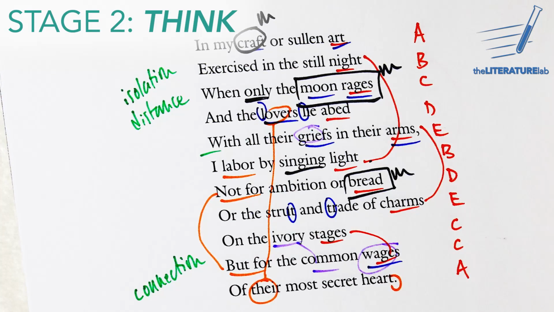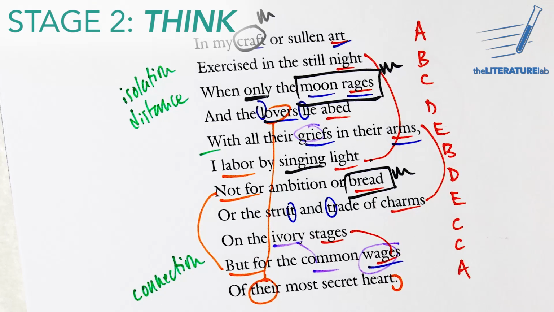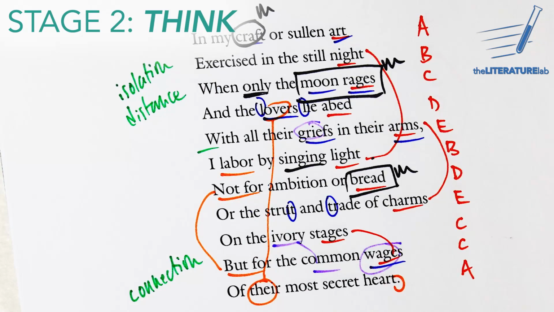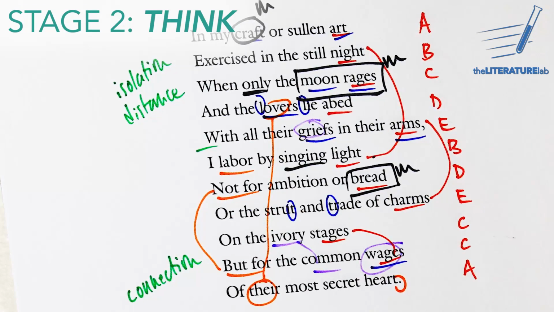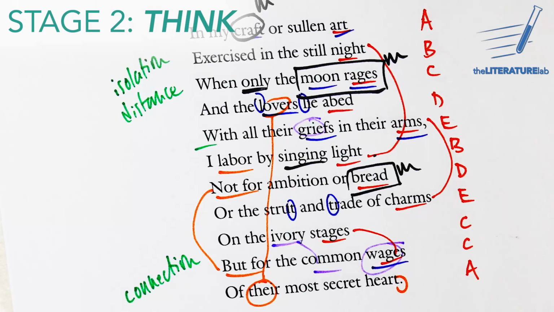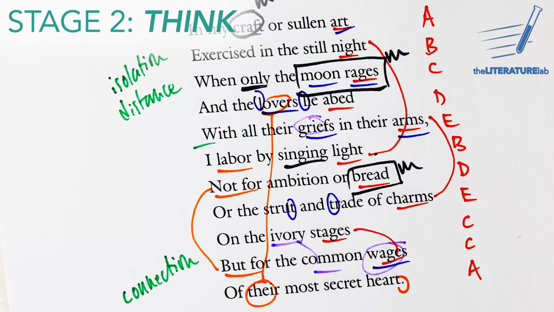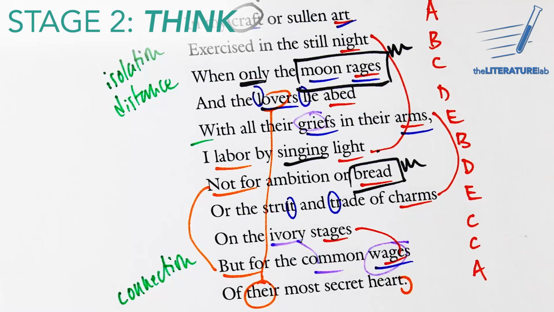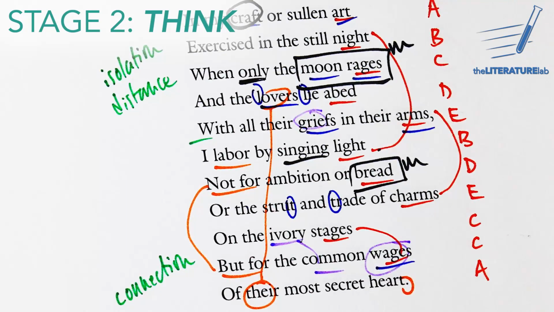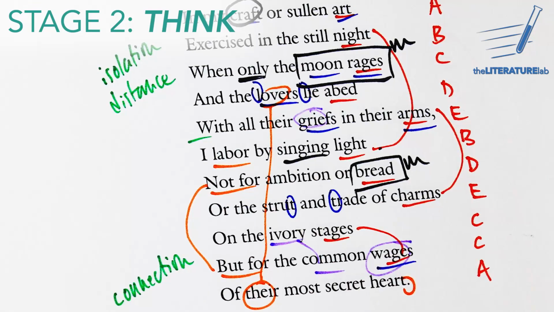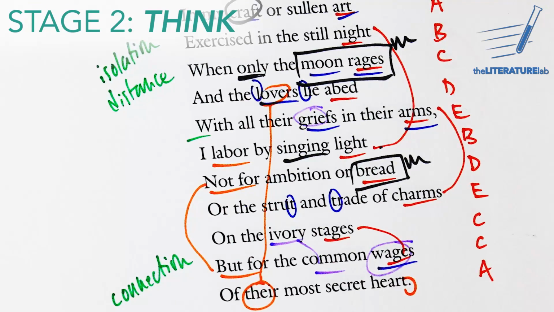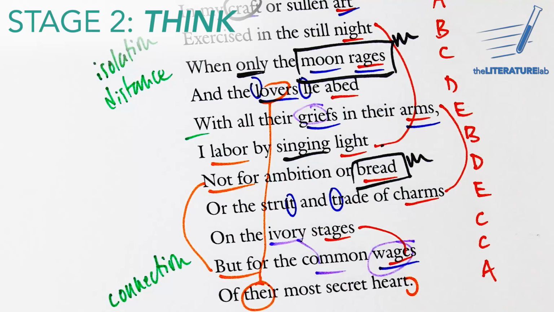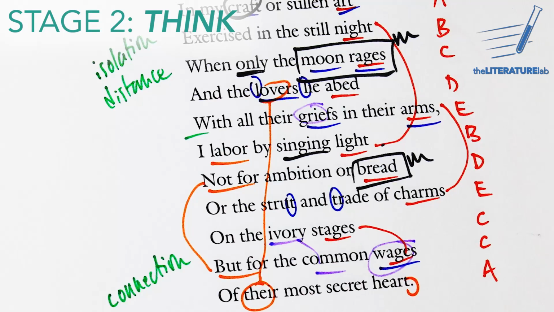Initially, the poet is setting up a couple of contrasts between the way that the moon is raging, despite the stillness of the night, and also that the lovers are in bed with their griefs in their arms. And the still night and the raging moon and the lovers who are nonetheless grieving seem to be at odds with each other. The next is to try to figure out how these things are establishing a setting or a context for the poet's labors.